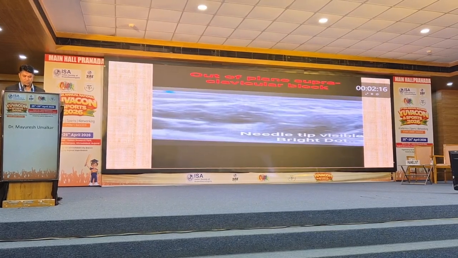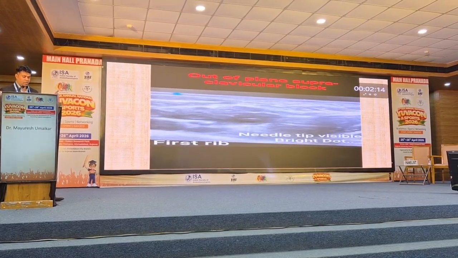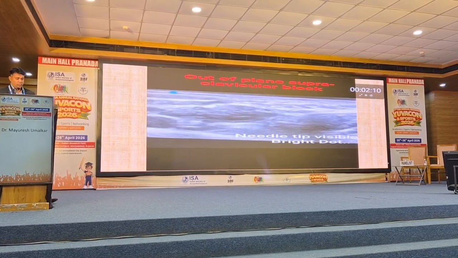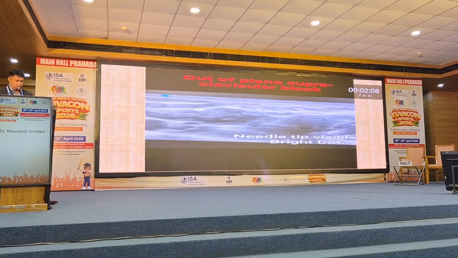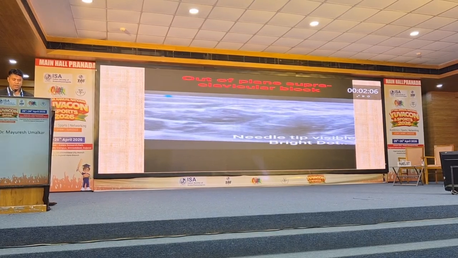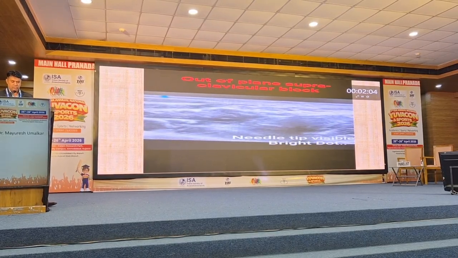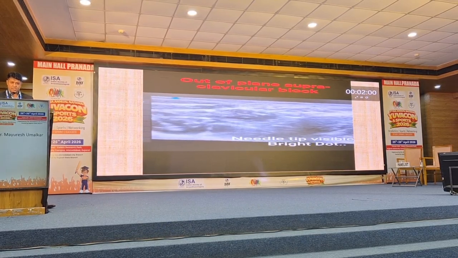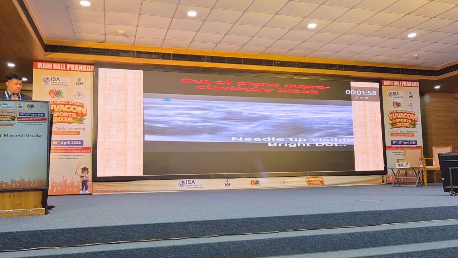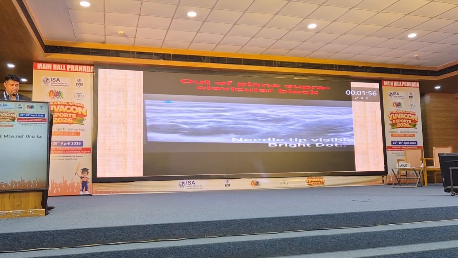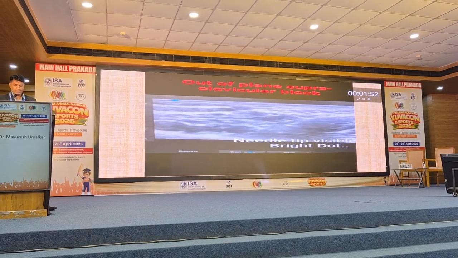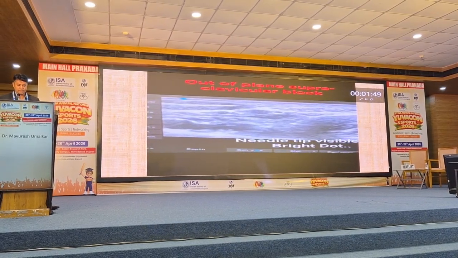Now an out-of-plane supraclavicular block. You can see the first rib, subclavian artery, and the plexus superolateral to it. You may not be able to see the tip right now, but with the help of the jiggle-wiggle needle technique, I am now injecting the drug. Now you will see the bright spot there. That is the tip of the needle. Now see the bright spot near the artery. That is the tip of the needle. It should be visible while giving the block.